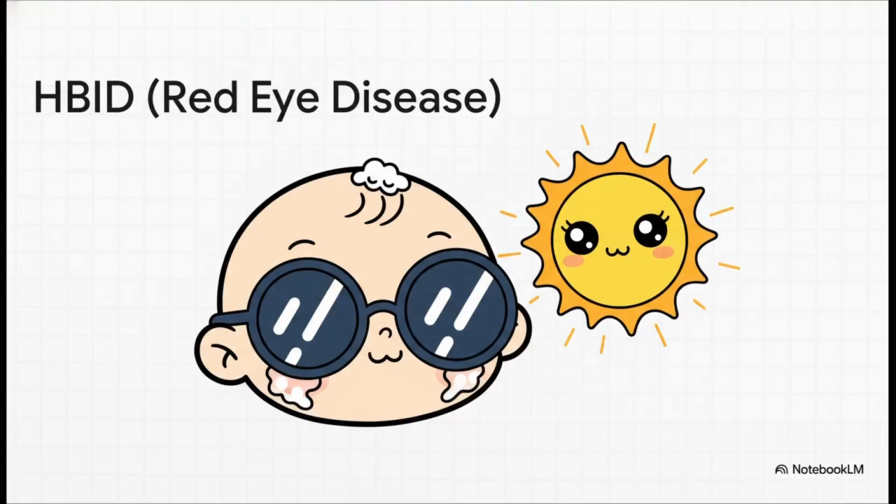Next is hereditary benign intraepithelial dyskeratosis. A mouthful, I know. Let's just call it HBID. You might also see it referred to as Witkop's disease. HBID is critical because of its dual involvement.